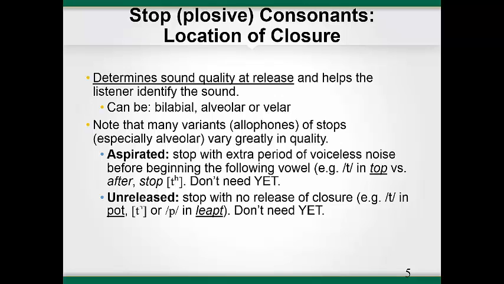It also changes the sound of the vowel somewhat for a preceding and for a following vowel as the tongue moves toward the location of the constriction and then away from it following the release. In English, the places of articulation for the stop consonants are bilabial, alveolar, velar, and glottal.